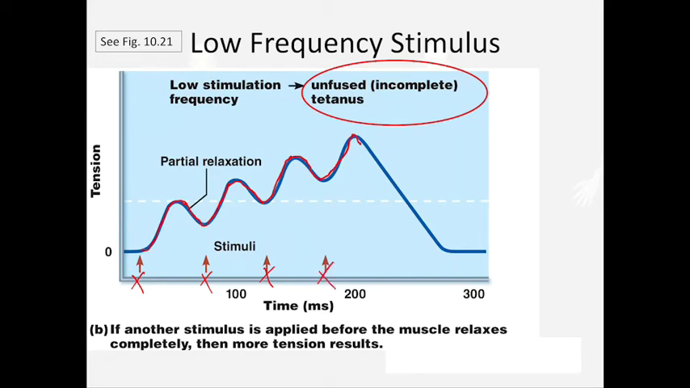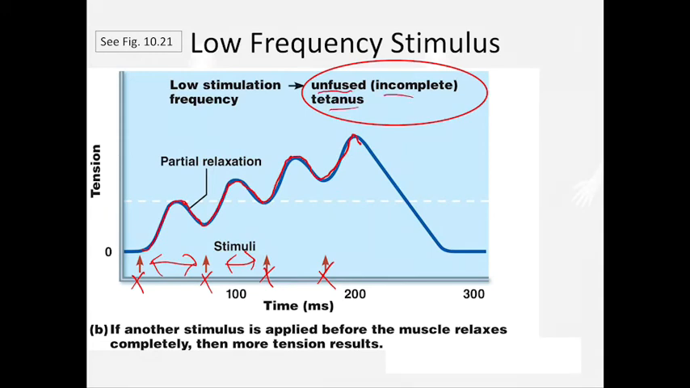Okay, what this is called is a lower frequency stimulus. So higher than what we just had before, because last time it was just one stimulus, but now we have multiple stimuli, but they're still kind of spread apart a little ways, right? So that would be a low frequency stimulus, and we get partial relaxation, but not full relaxation. So we can build on that tension, and this is called unfused or incomplete tetanus.